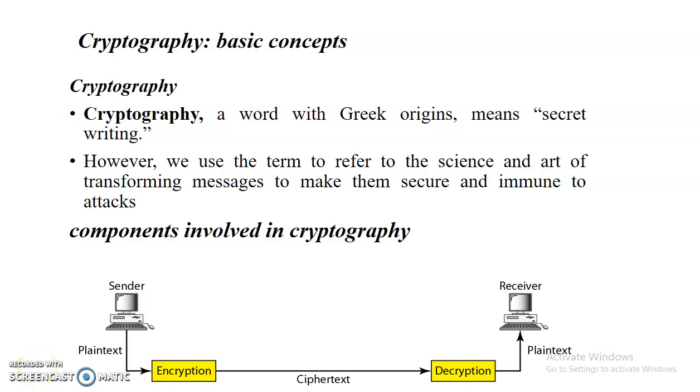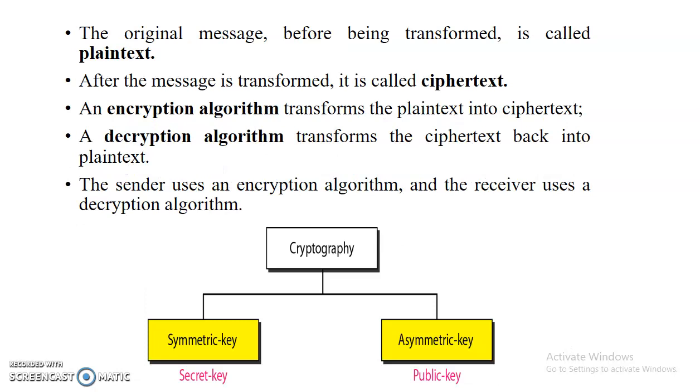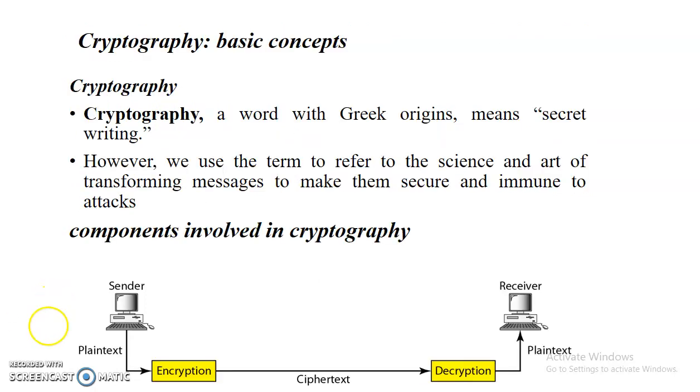Hello students, in this lecture we are going to discuss cryptography. All of you know cryptography is used for privacy. When you transmit data from one system to another system over the network, you require some secrecy so no one can read your data during the transmission. That is possible with the help of cryptography.